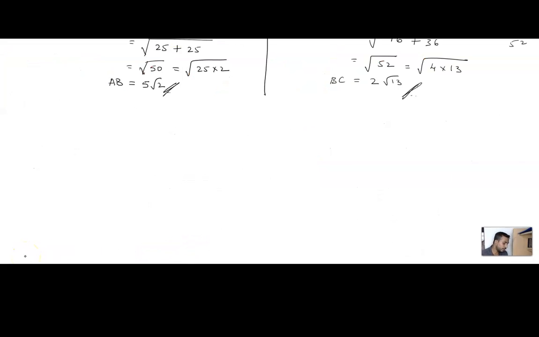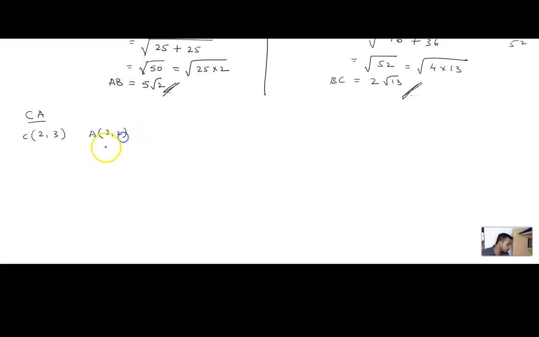Now after finding the value of AB and BC, the distance between A and B, B and C, now let me find the distance between C and A. That is CA. So what are the coordinates of C, children? Can you tell me? The coordinates of C are 2, 3. That is plus 2, plus 3. And what is the coordinates of A? The coordinates of A were 3, 2.